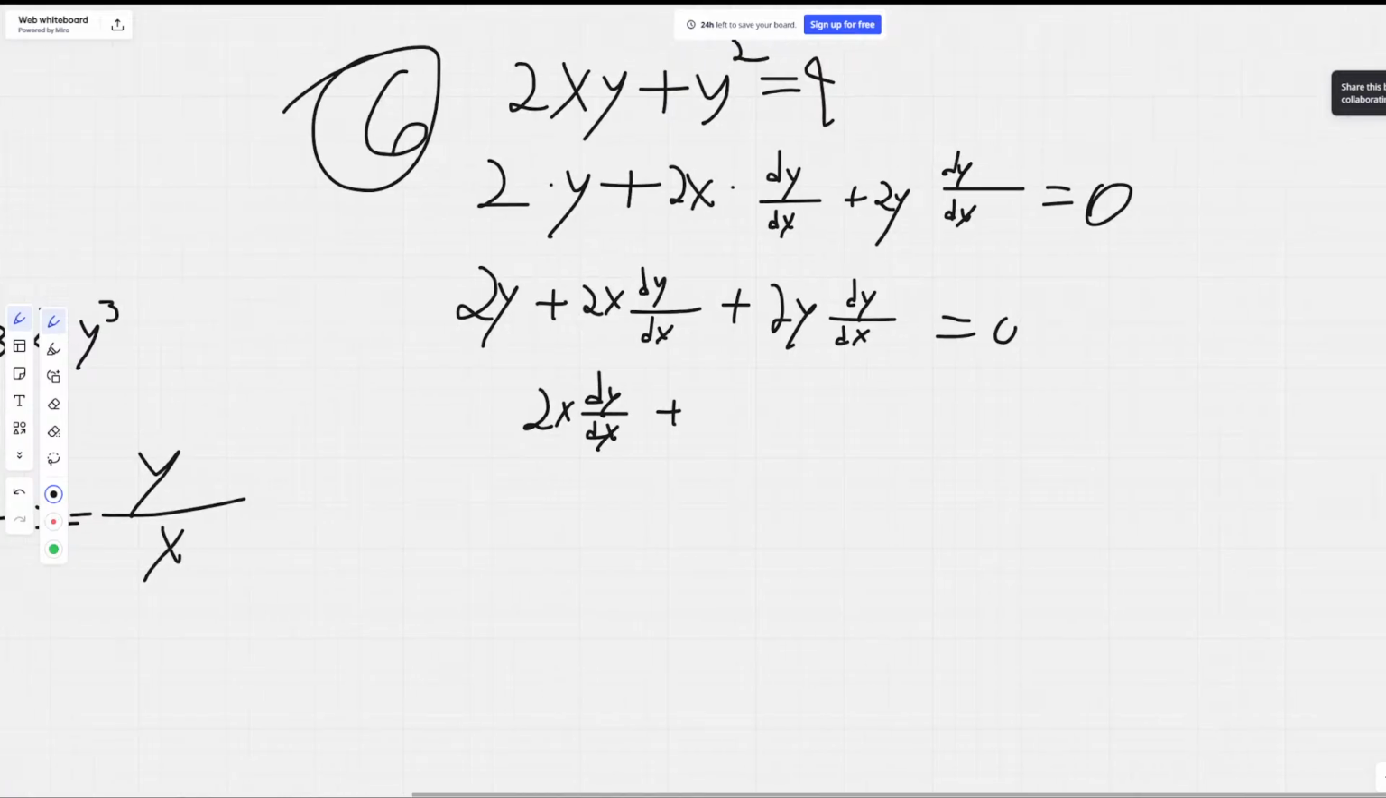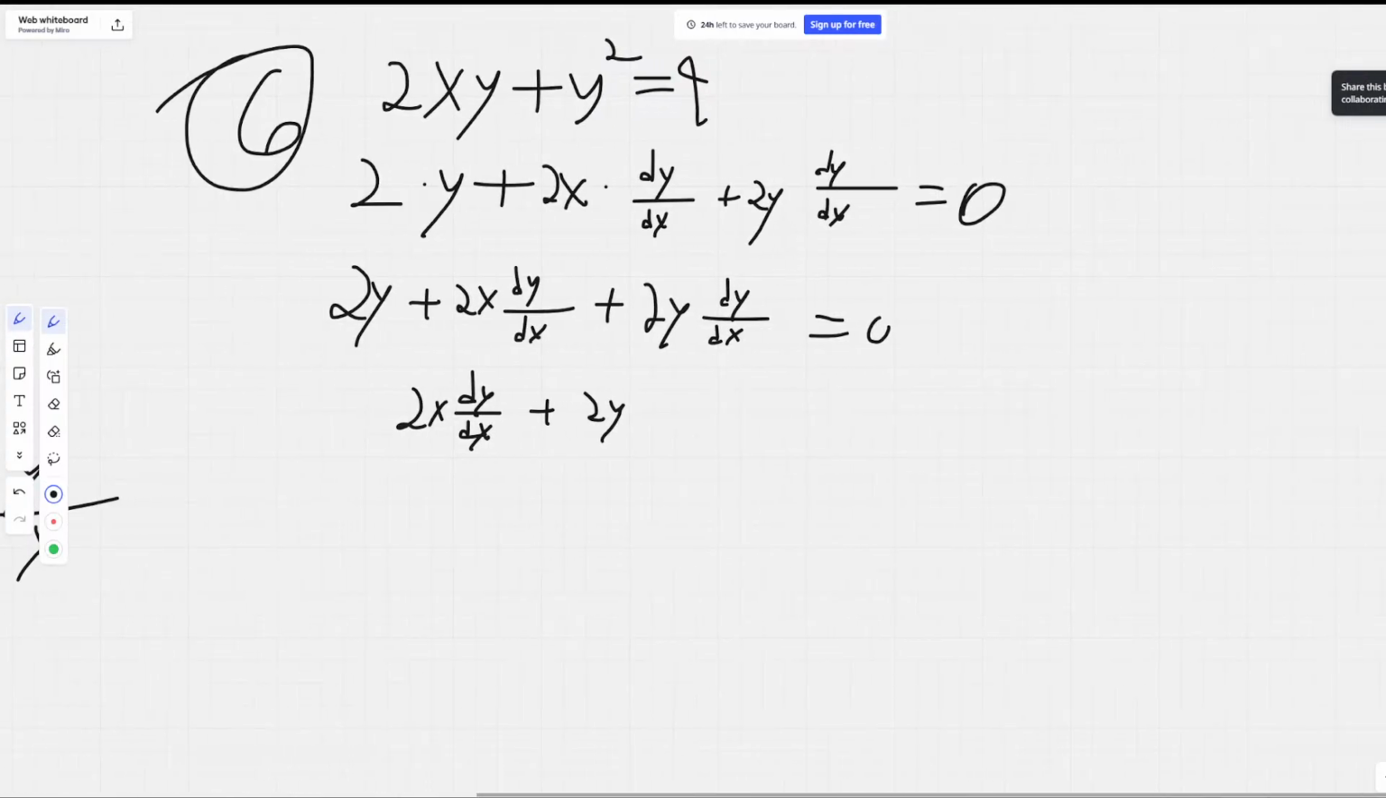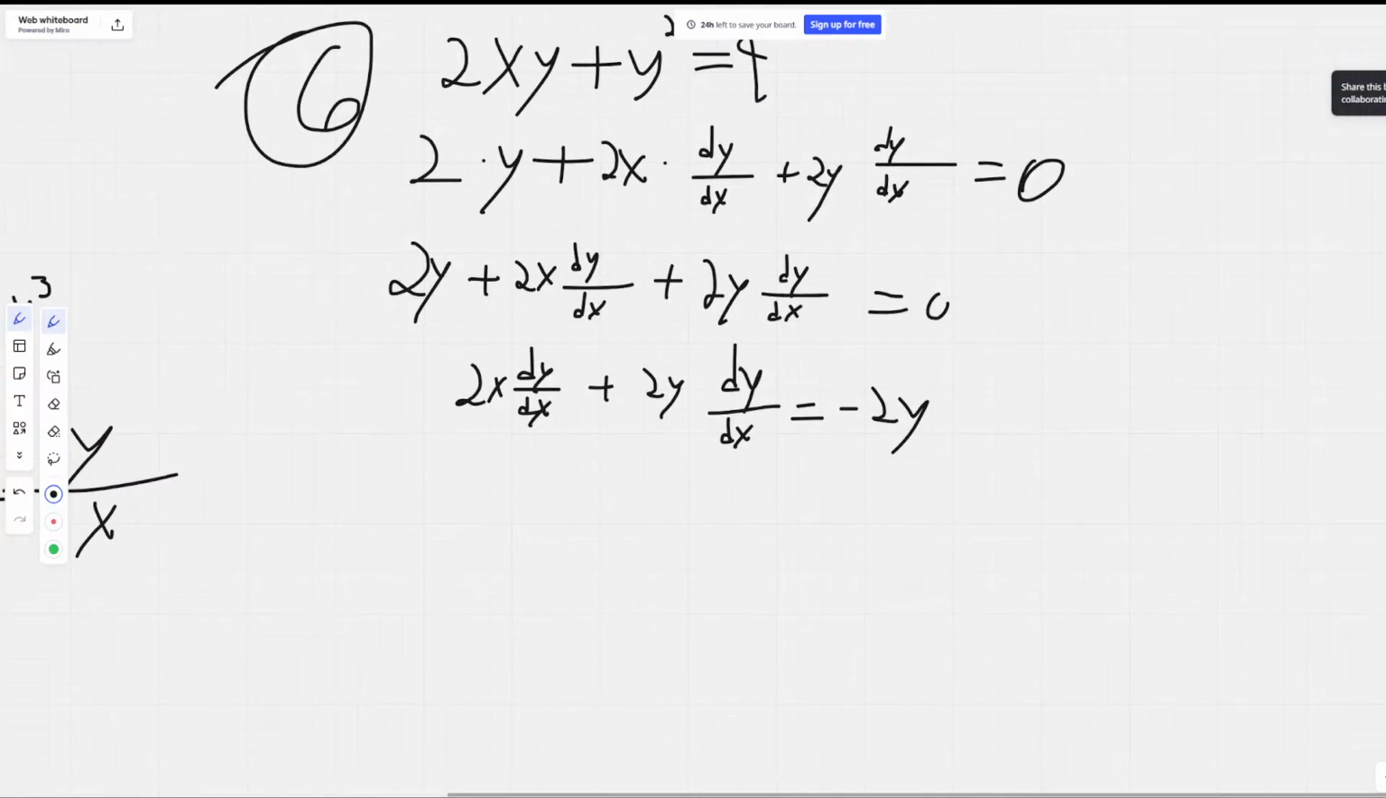x plus 2y. Yeah, that's a 2. y over... wait, it's not supposed to be a 2. I was thinking it. I'm still thinking it. dx, minus 2y. Perfect. 2y.